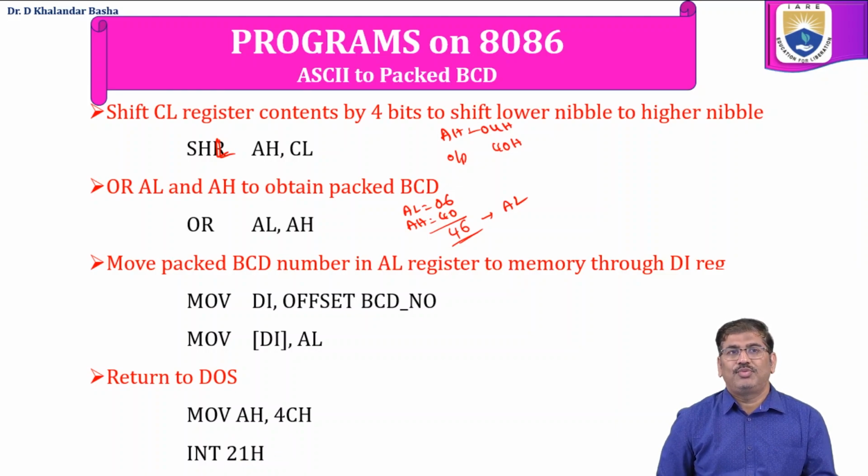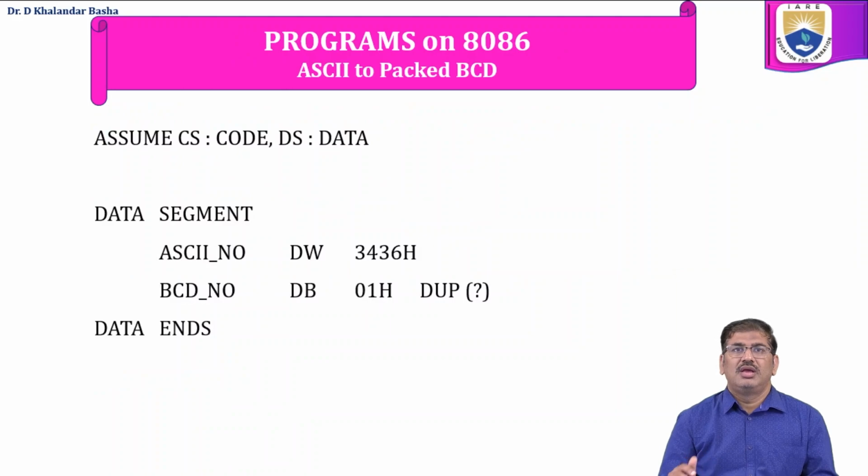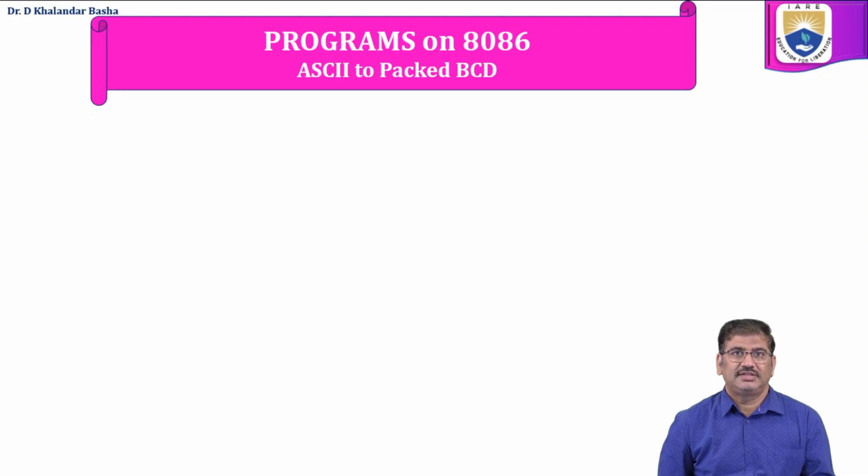Now we will see the entire program at a glance. ASSUME CS:code, DS:data. Data segment. The ASCII number is 16-bit size, so that is defined as a word. The value which we are going to store is 3436H. Then the BCD number, which is 8 bits after conversion, requires one memory location of 8 bits. It is reserving the memory uninitialized. Then we end the data segment by using data ENDS.